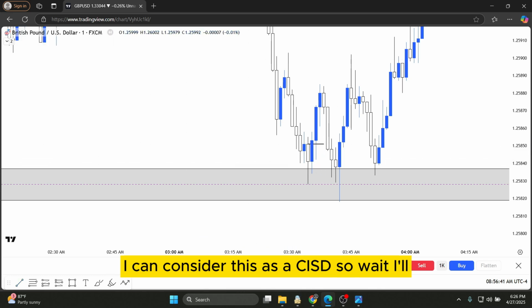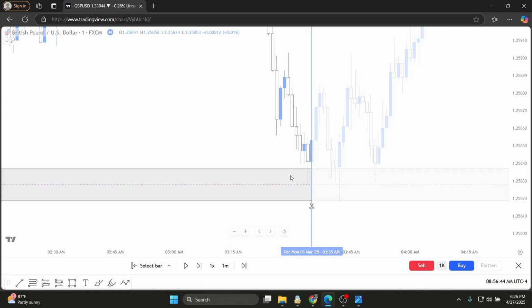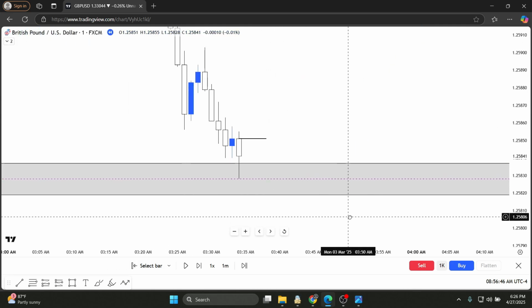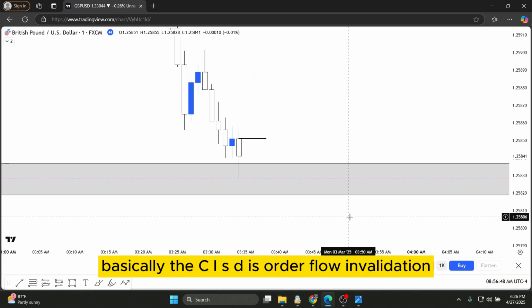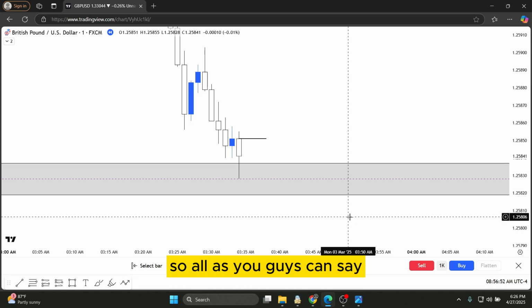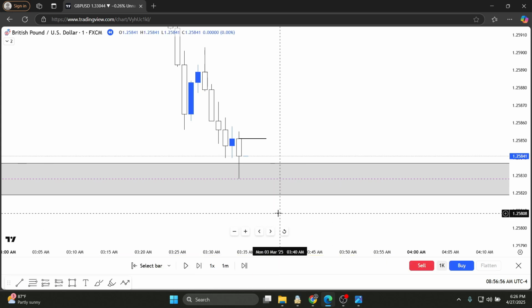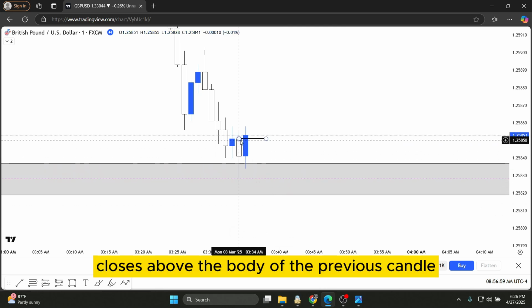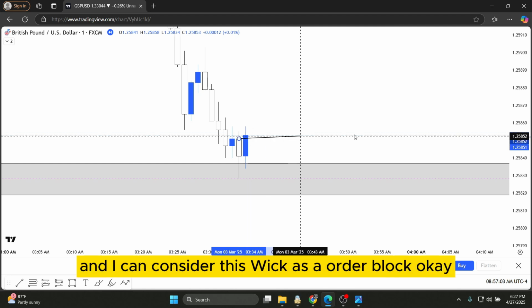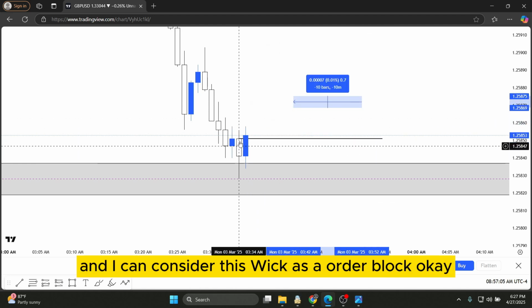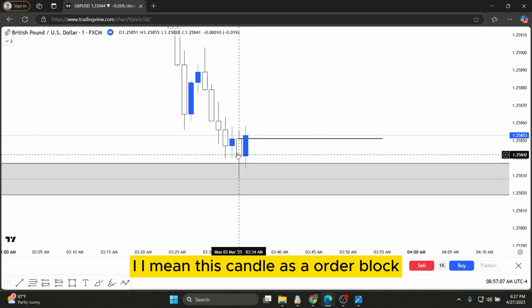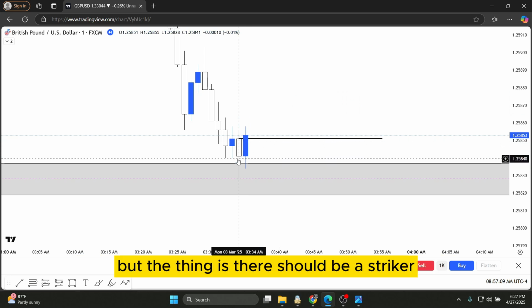So guys, basically the CISD is order flow invalidation. Or as you guys can say, it is a fight between buyers and sellers. So when this candle closes above the body of the previous candle, that means the price might go up, and I can consider this wick as an order block. I mean this candle as an order block. But the thing is, there should be a striker.